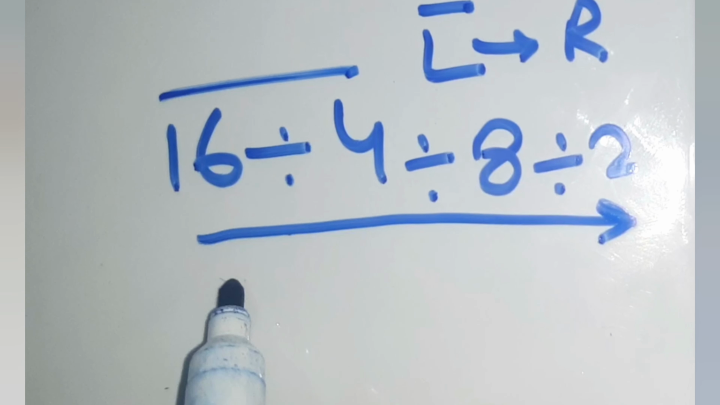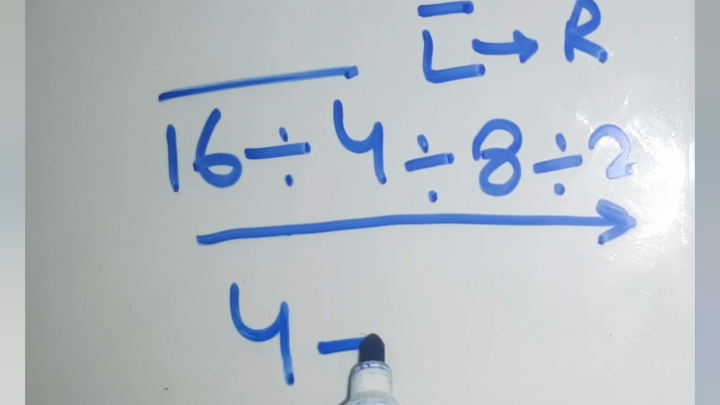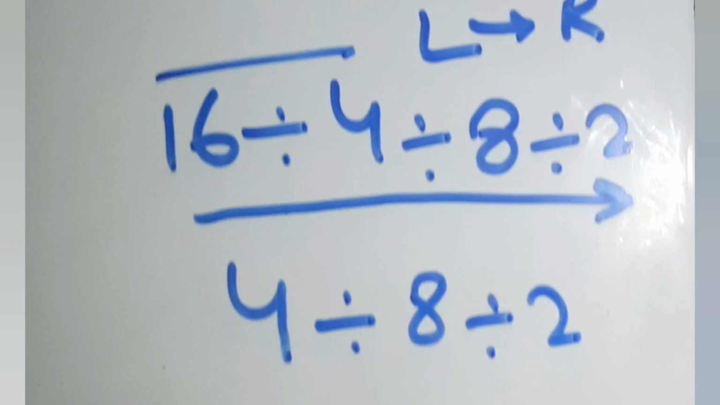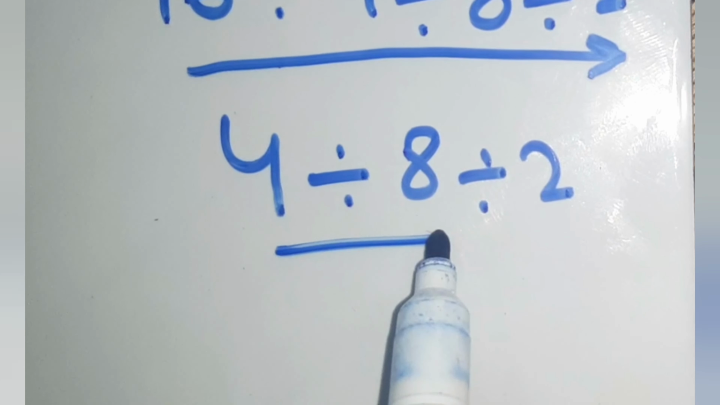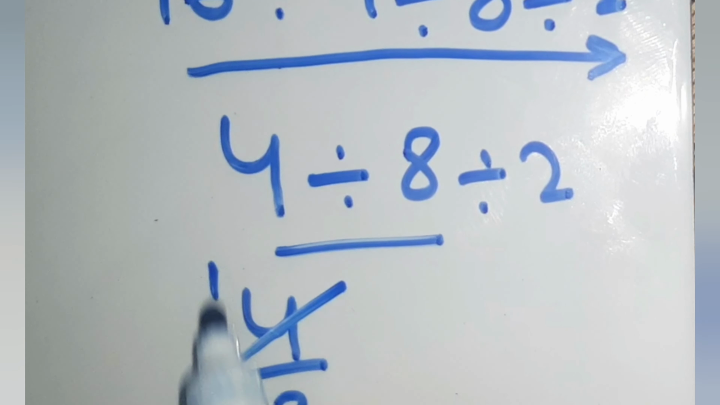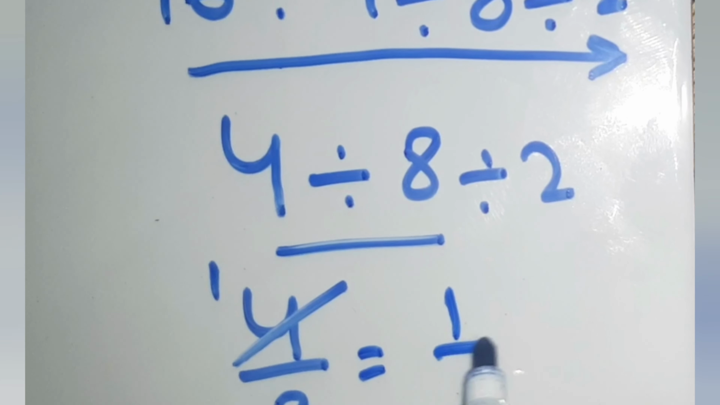16 divided by 4 gives us 4. Then 4 divided by 8 divided by 2. Now 4 divided by 8 gives us 4 upon 8, which is equal to 1 upon 2, and then divided by 2.